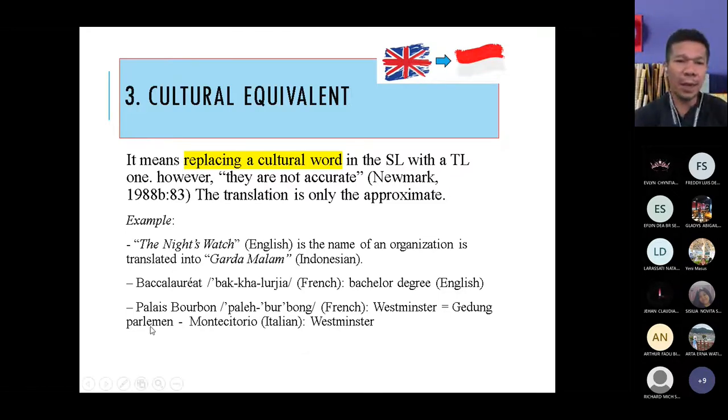The third example, Palais Bourbon, in French. This is a French word. This is a building, guys. And in English also, this has a similar function. In English, they call it Westminster. And in Bahasa Indonesia, we call it Gedung Parlemen. The same function, a building.